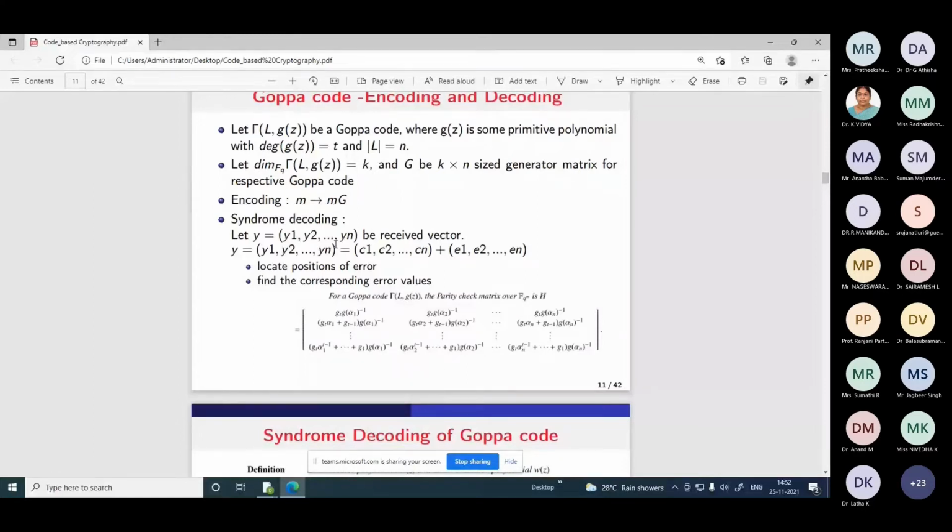And syndrome decoding, how to perform the syndrome decoding: a code word is sent through the channel, so it is corrupted with errors. Some error vector is added to the code word. So you get the received vector y1, y2 to yn. From this received vector, we have to get back the code word c1, c2 to cn. How do you get back the code word from the received vector? Once you know the error vector, the y vector XOR with the error vector, here plus means XOR, you will get back the code word.